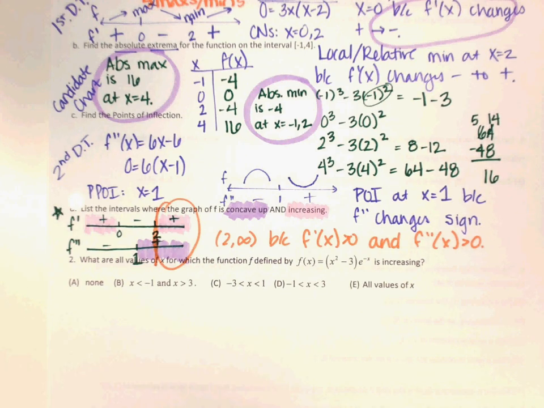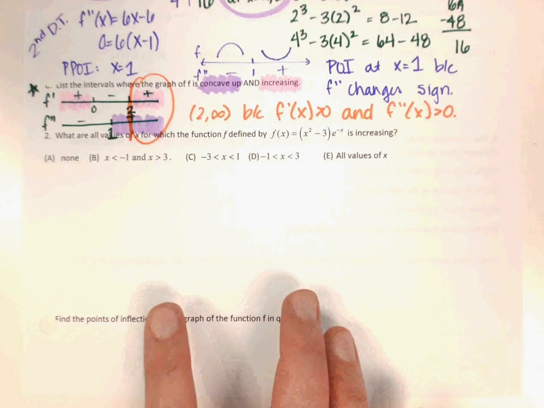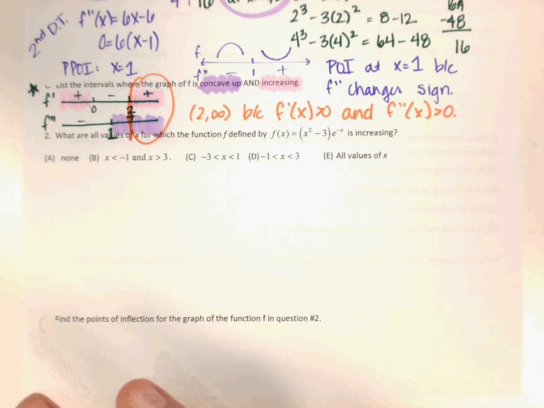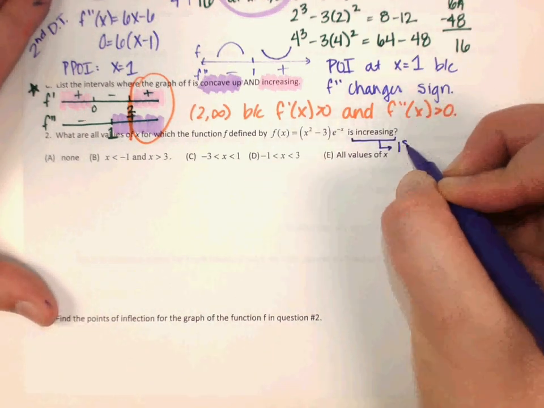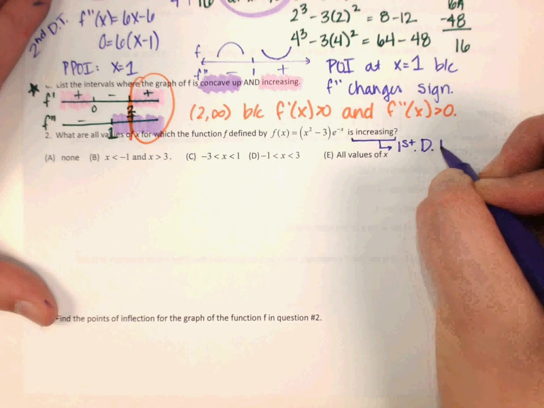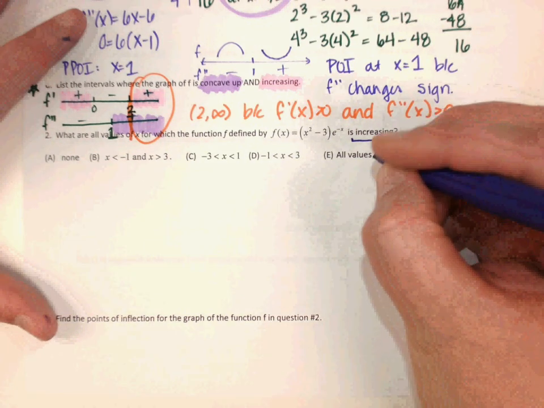Make sense? Okay. Go down to number 2 for me, please. We want to know where our function is increasing. What type of derivative test is that, first or second? Okay, increasing is a first derivative test. Now, when I take the first derivative, what rule are you going to need?